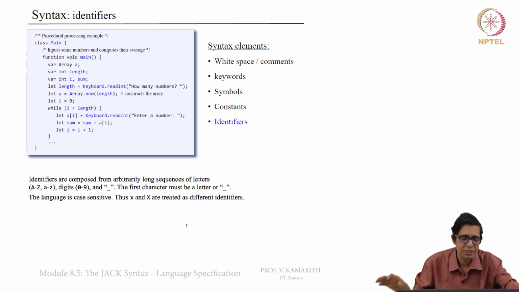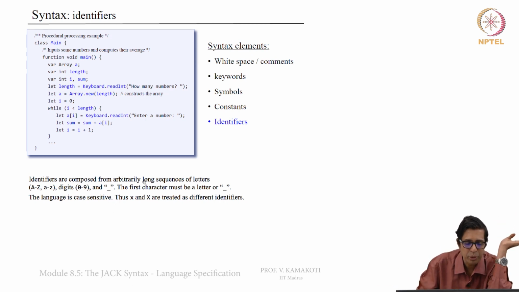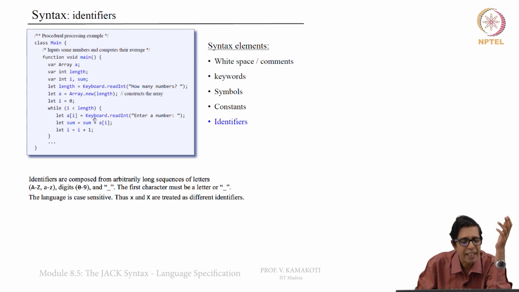Then the identifiers, let us be very clear here, are composed from an arbitrarily long sequence of letters like length, I, A, keyboard, dot. So, they start with capital A to Z or small a to z, and they could have digits in between, 0 to 9, and they can have underscore. The first character must be a letter, that is capital A to Z or small a to z, or it can be an underscore.